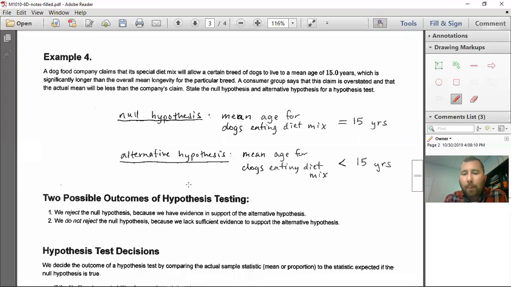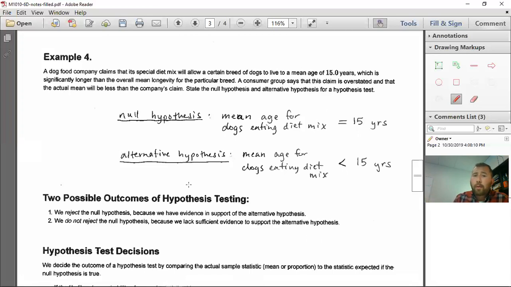The null hypothesis here is that the mean age for the dogs eating the diet mix would just be 15 years. From the viewpoint of the consumer group, that's the assumption that they're going to try to disprove. And that's the way the null hypothesis usually works. So again, for the mean age for the dogs eating that diet mix, the null hypothesis is that it is in fact 15 years.